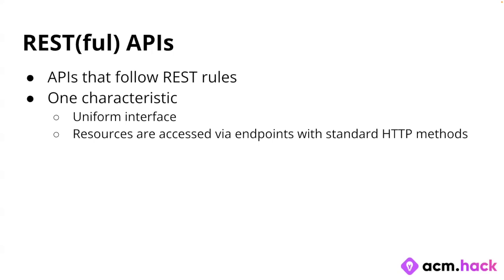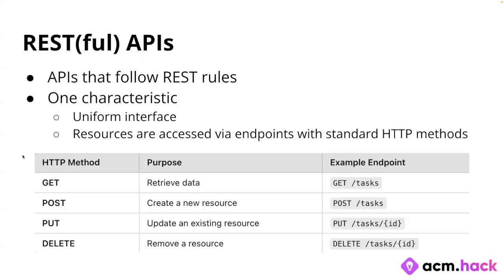So feel free to pick your favorite, but one characteristic that we are particularly interested in terms of RESTful APIs is that they have a uniform interface. So our data are accessed via endpoints with standard HTTP methods. That might sound a bit abstract, but you've seen this in the earlier slide, just to reiterate: in order to get data, you'll be using something like GET /tasks. To create will be POST /tasks, and update, PUT, remove, DELETE. So everything should look like this, no matter what your implementation is down at the bottom.